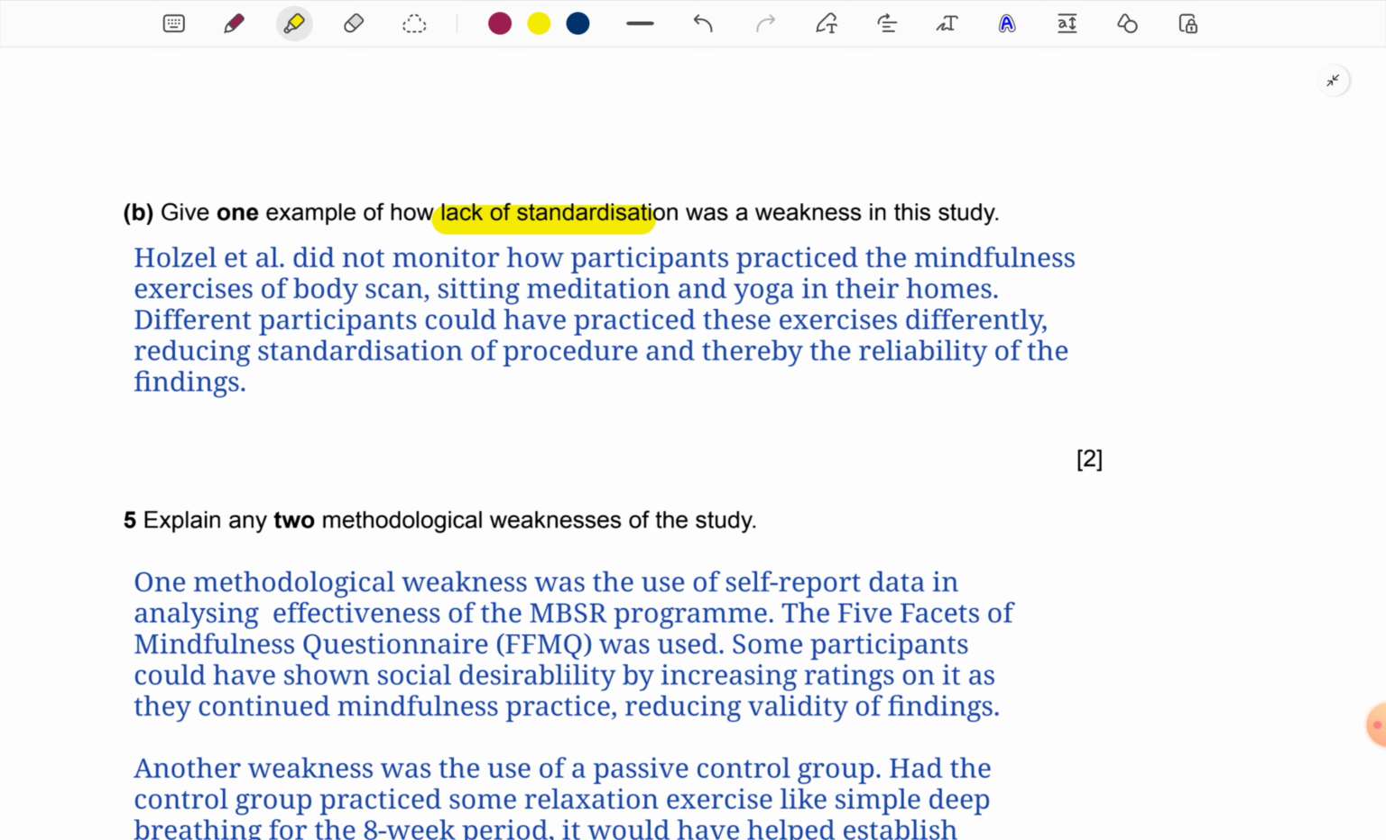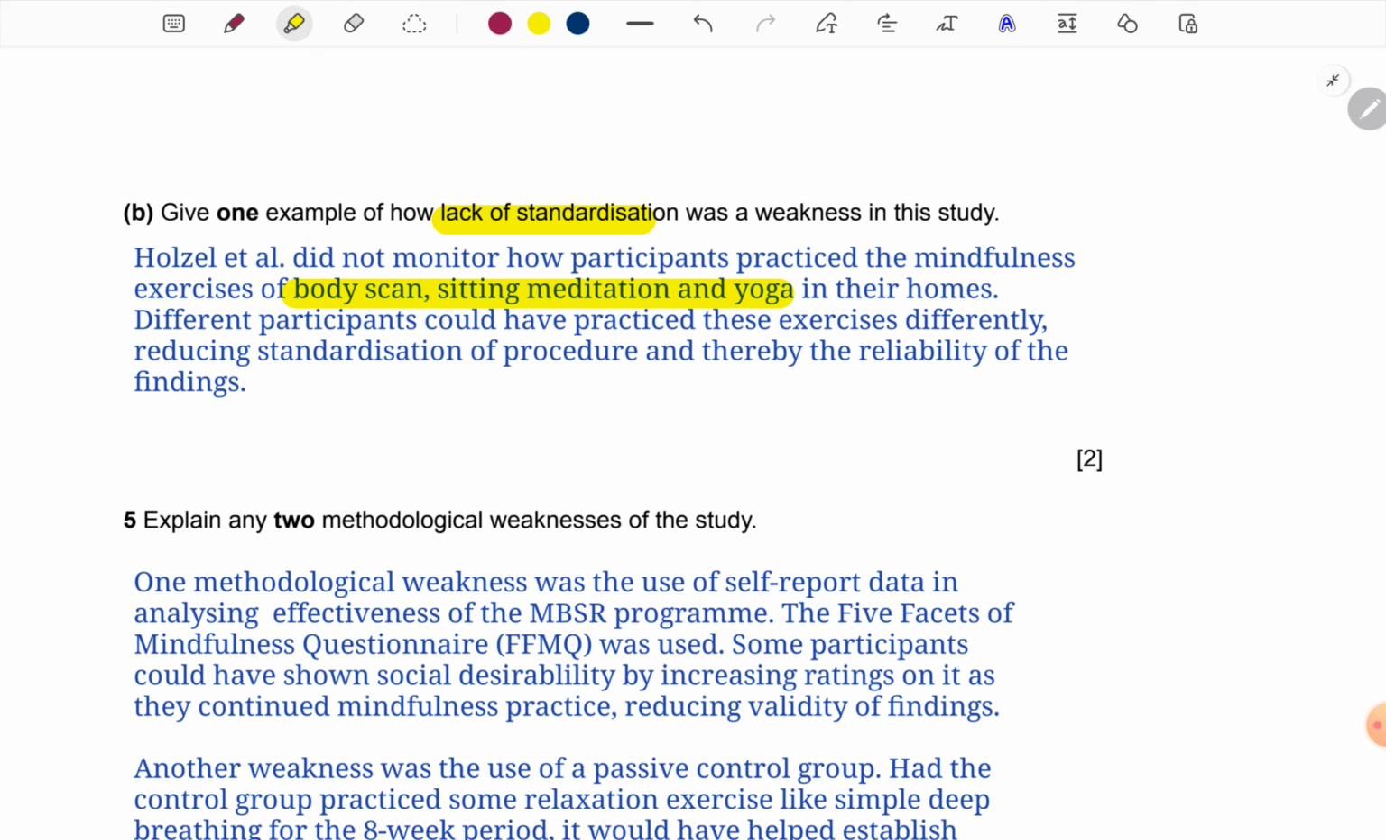The time points at which scanning of the brain and answering of the FFMQ have been done, everything seems to be very, very regulated. So undoubtedly there's a lot of standardization in this study, but if we look at it closely, one very key aspect they were not able to standardize was how participants were practicing the mindfulness exercises in their homes. So as you know, there were 3 mindfulness exercises: body scan, sitting meditation and yoga.